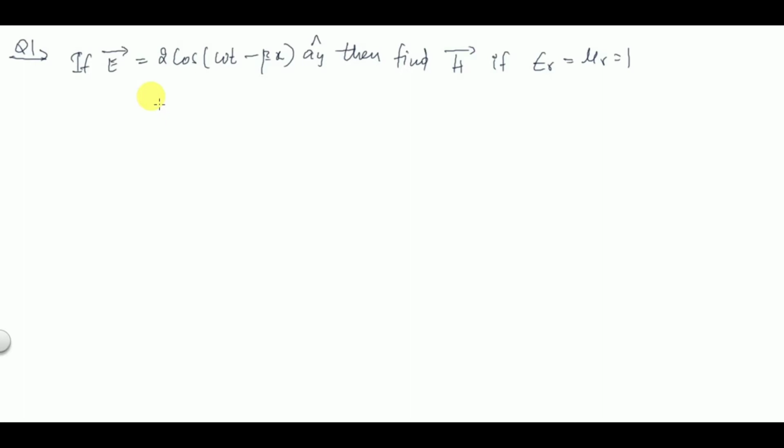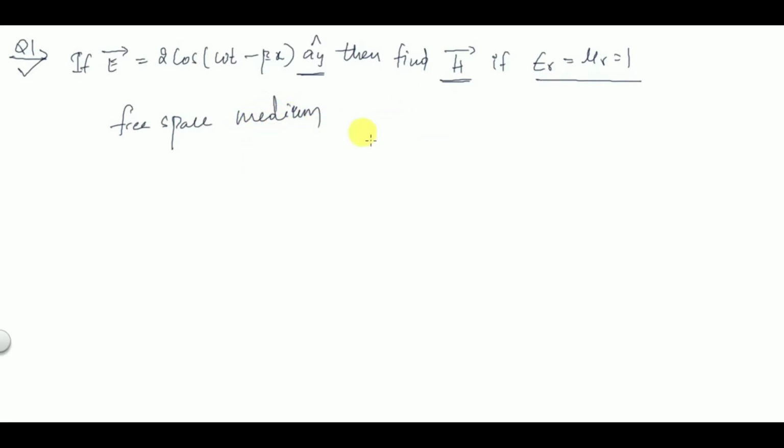Right, we'll see the first question. So in question number 1, he has given the electric field intensity, 2 cos of omega t minus beta x ay cap, and he has asked you to find the H bar, the magnetic field intensity, if epsilon r mu r is equal to 1. So when epsilon r mu r is equal to 1, then the medium is free space medium.